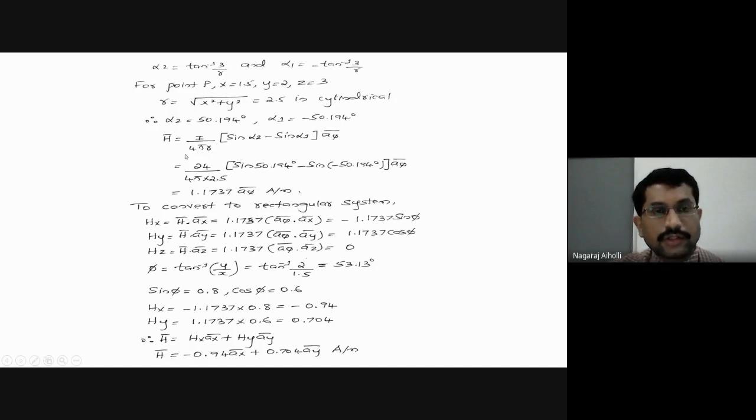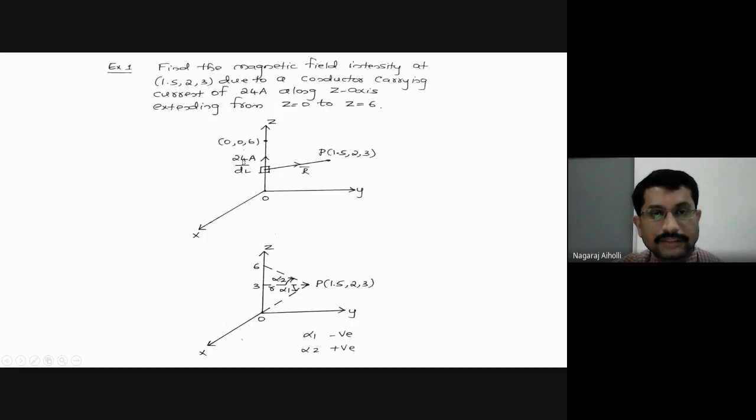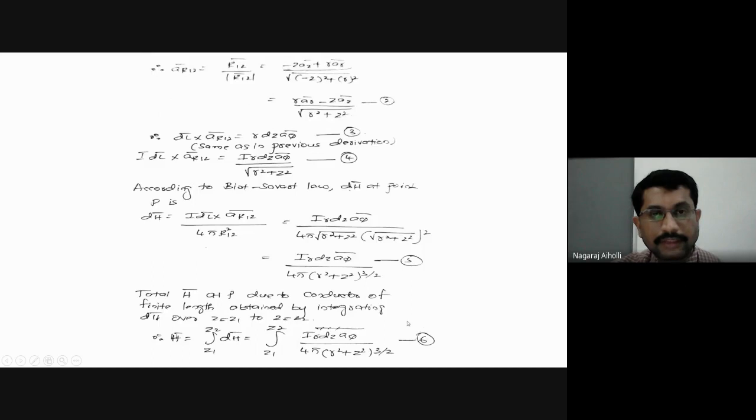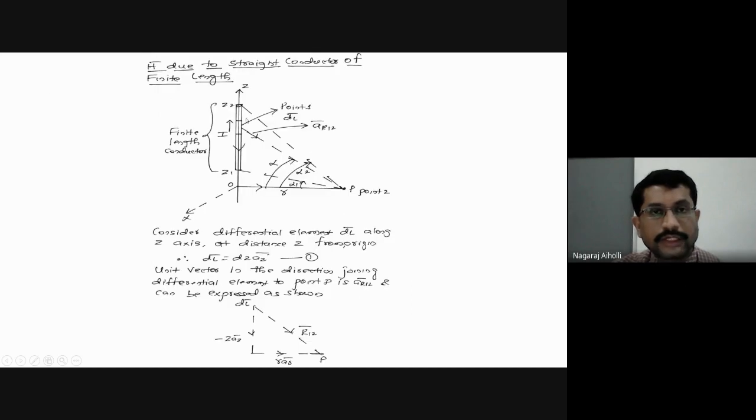According to the Biot-Savart law, H bar is given by H bar is equal to I by 4 pi R into sine alpha 2 minus sine alpha 1 A phi bar. This is the formula according to the Biot-Savart law that we derived in the previous class. H bar is equal to I by 4 pi R into sine alpha 2 minus sine alpha 1 A phi bar ampere per meter, for H bar due to a straight conductor of finite length.